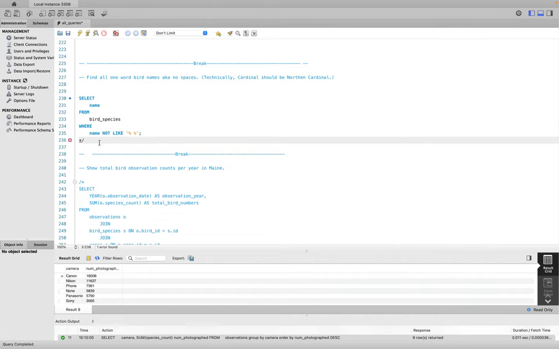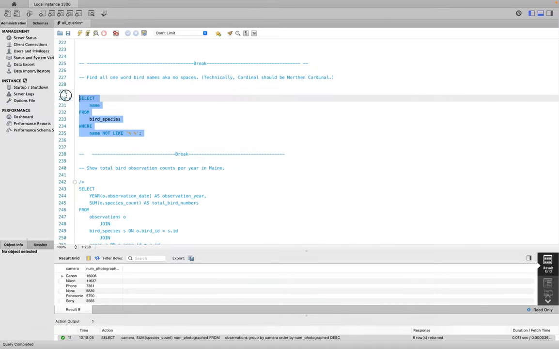Here's another easy one. Find all one-word bird names, aka no spaces. So again, this may not be completely accurate because I listed the cardinal as just cardinal rather than northern cardinal. Probably should have done northern cardinal since that's the official name. But we're just going to select the name from the bird species where the name is not like, and then doesn't have a space in it.